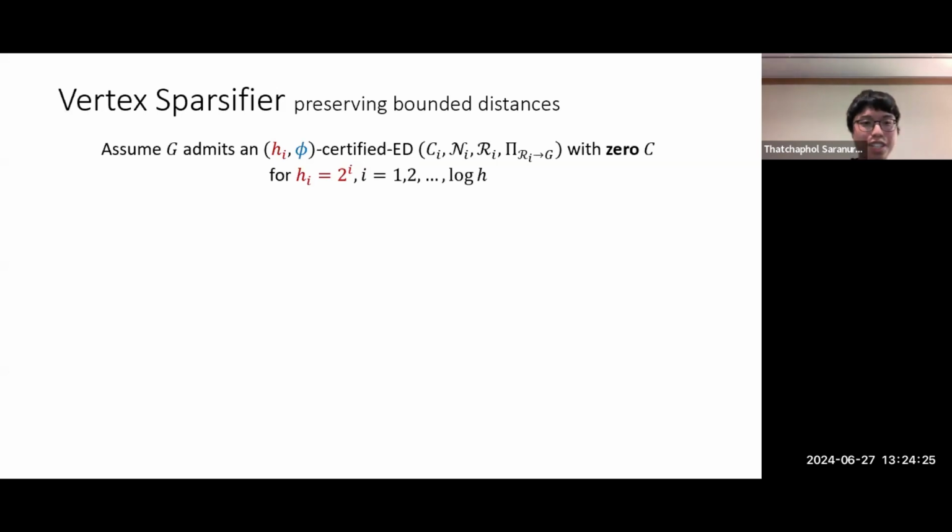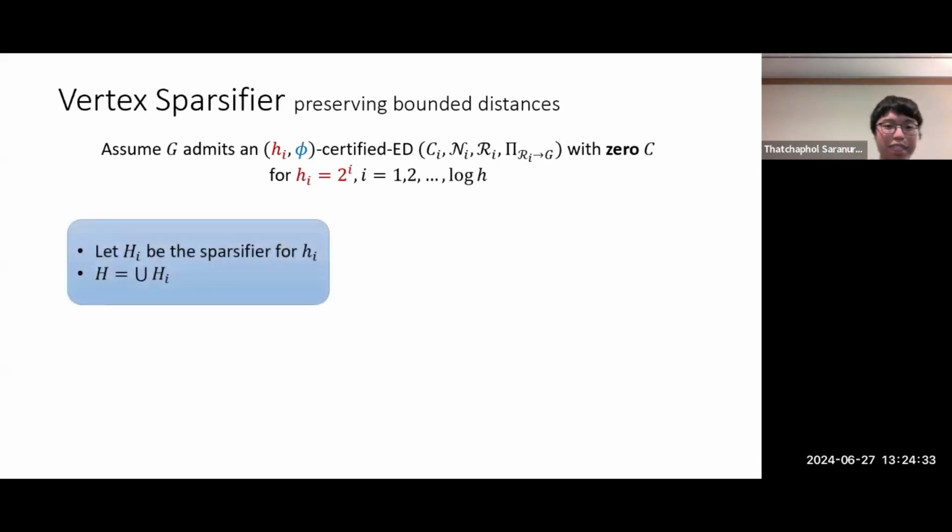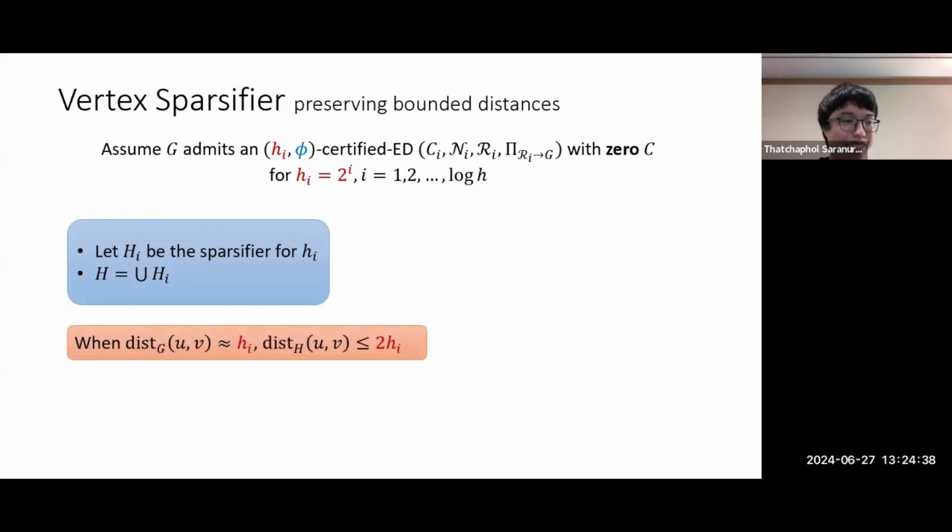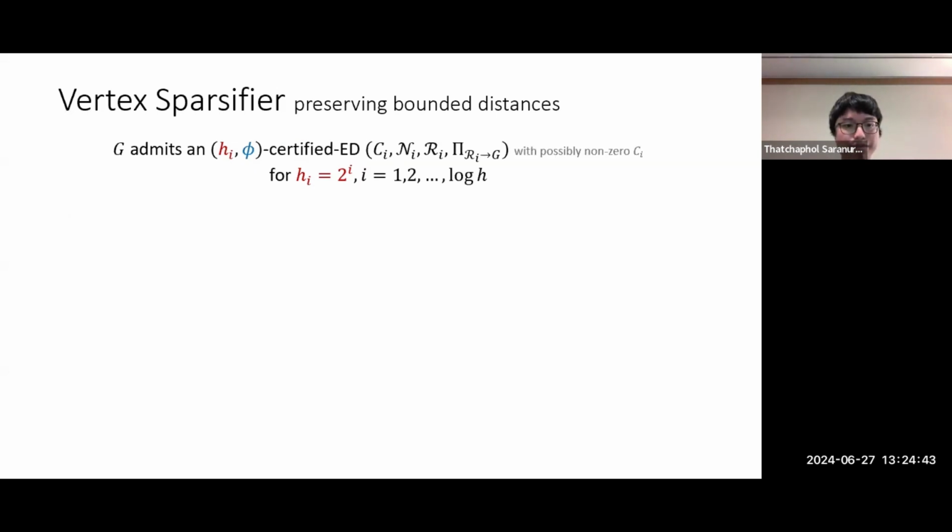We assume something stronger. We're assuming that G admits certified ED for different landscapes. Okay, just construct the vertex classifier for all of them and then take the union. And this naturally will take care of all the distances below H. Yeah, and here comes the tricky part: in general the certified ED will possibly have non-zero cut. And how do we deal with these additional cut edges?